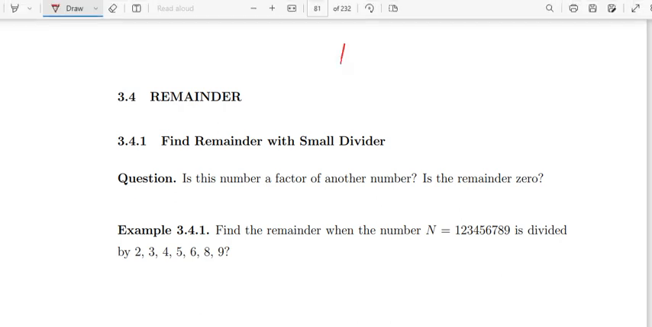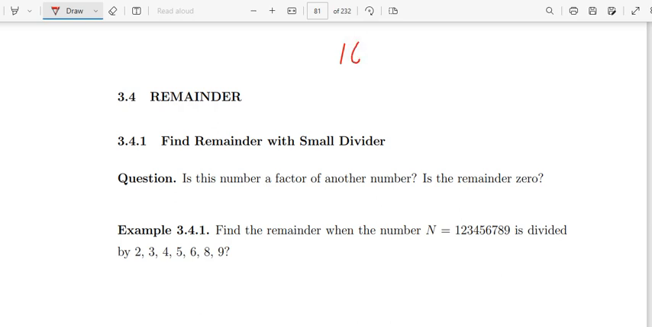Okay, so for our division, let's say this is 16 divided by 3. We have a quotient of 5, and this is the remainder. Sometimes we need to find the remainder, like when this number is divided by that number, what is the remainder?